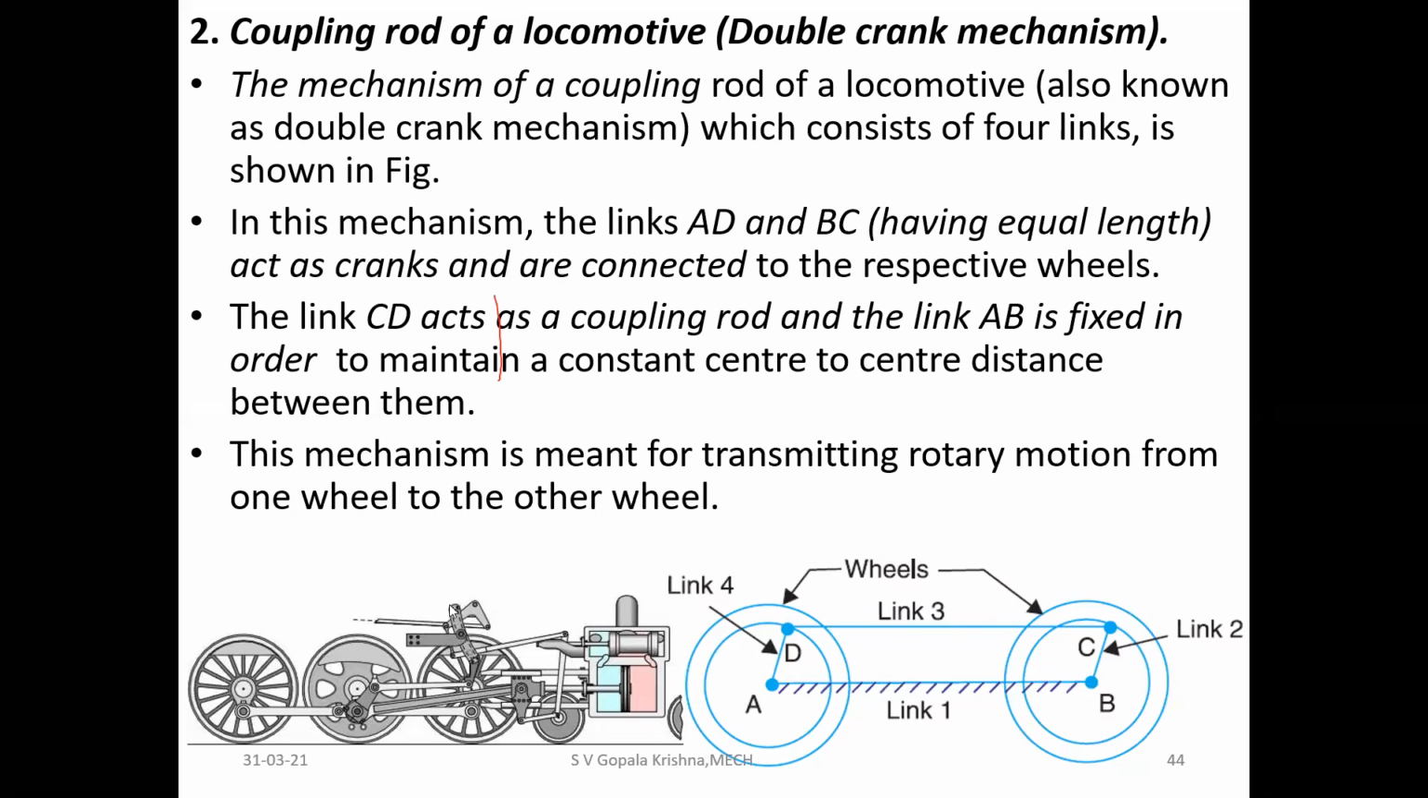In earlier days, old trains translated the motion from one wheel to another wheel with the help of this particular mechanism, the double crank mechanism or coupling rod of locomotives. Old trains mostly used this particular mechanism. So this is the second inversion.